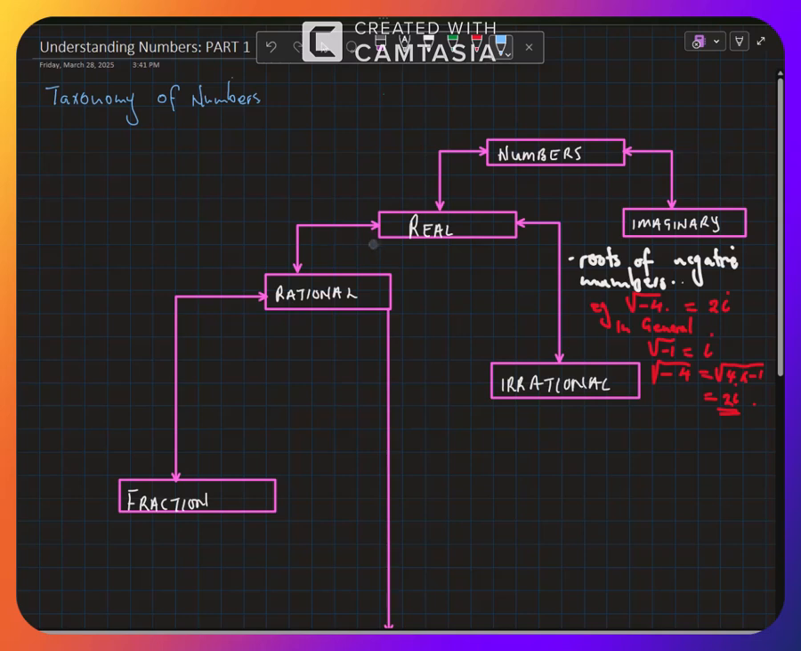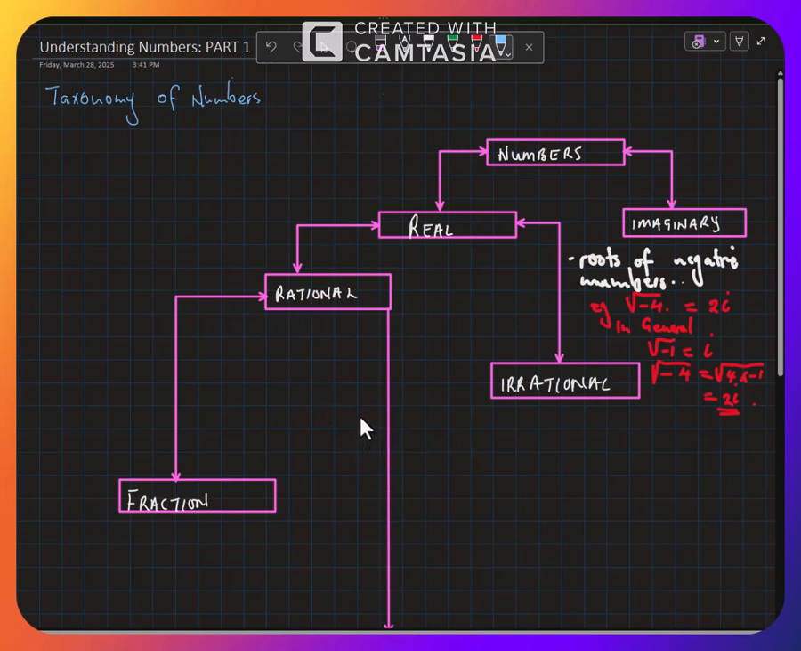We are dealing with part one of understanding numbers, which is the fundamental basics of pre-algebra. So we would want to start with understanding numbers, and I have created a structured taxonomy of numbers, which is the classification of numbers based on their shared characteristics. We have two main categories of numbers: real numbers and imaginary numbers. And when we talk about real numbers, we are talking about rational numbers and irrational numbers.